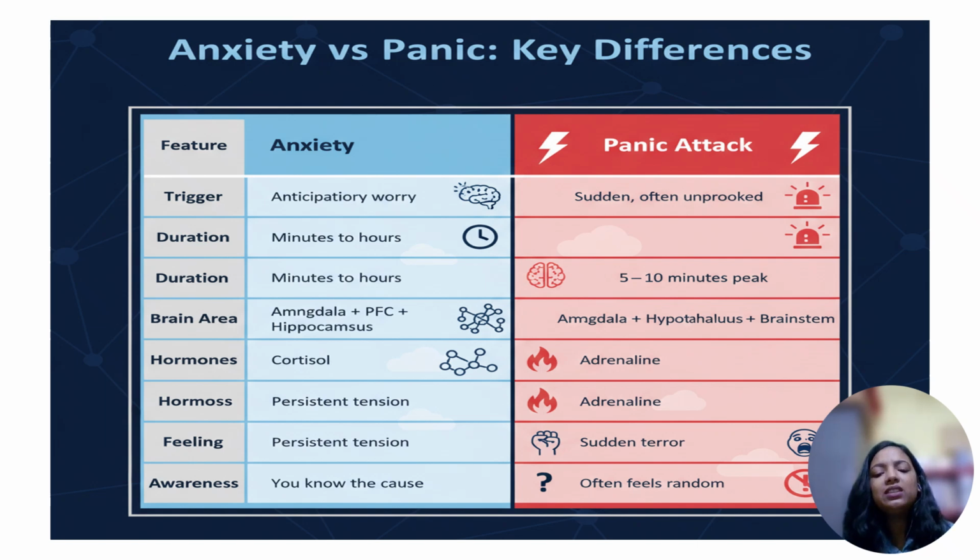So for panic attacks, it's very random. We cannot predict what is happening. So yeah, these all are the basic differences between anxiety and panic attack.